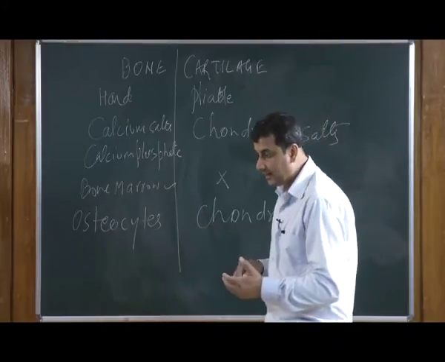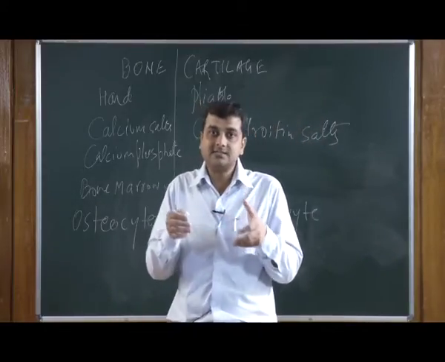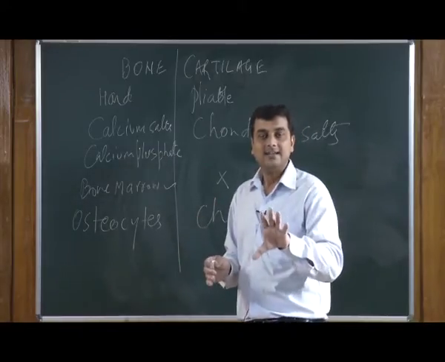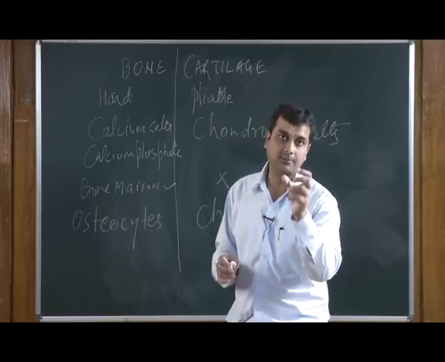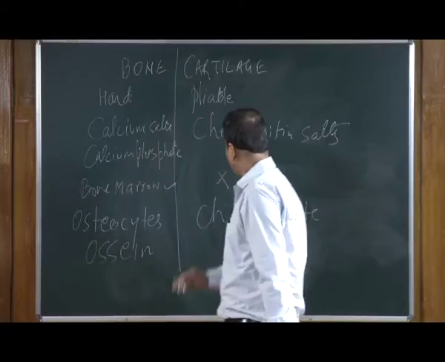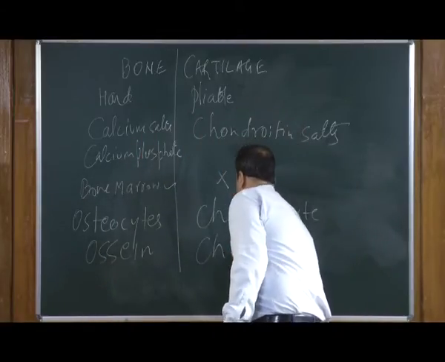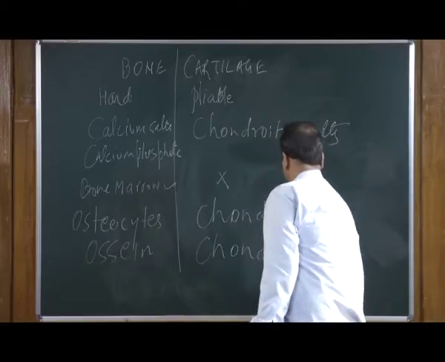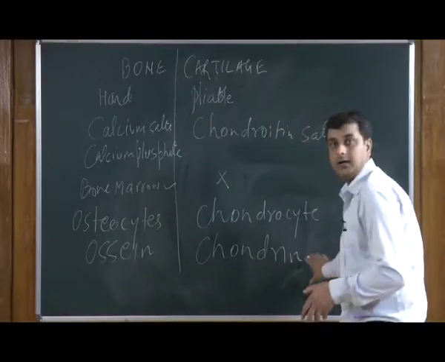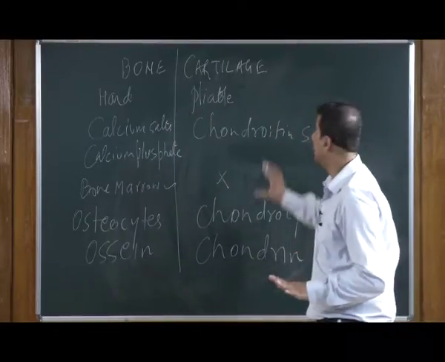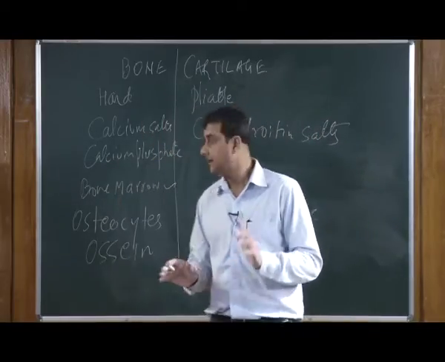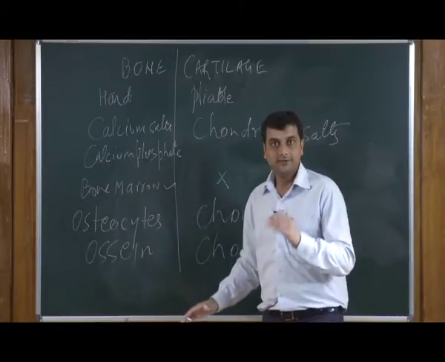Now, if the cell is there, then definitely there will be a specific protein associated with these two structures. Bone has a higher percentage of a very specific protein called osseine, while in cartilage we have chondrine. These are nothing but the protein part. Chondrine is the protein part of cartilage, while osseine is the protein part of bone, so they are specifically differentiated into these two.